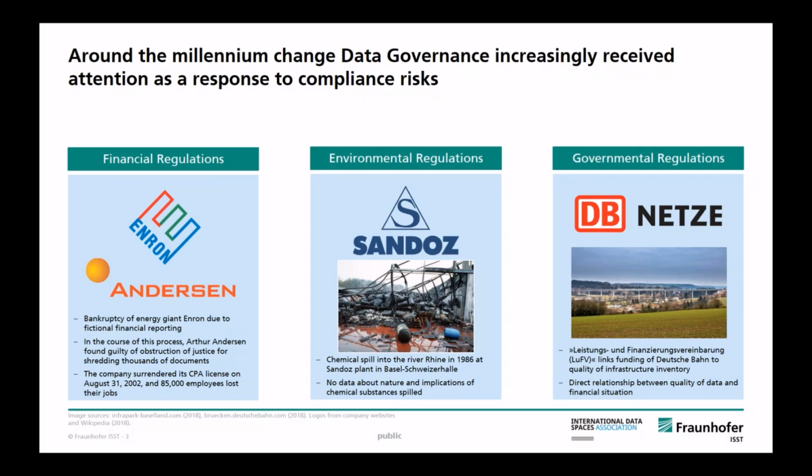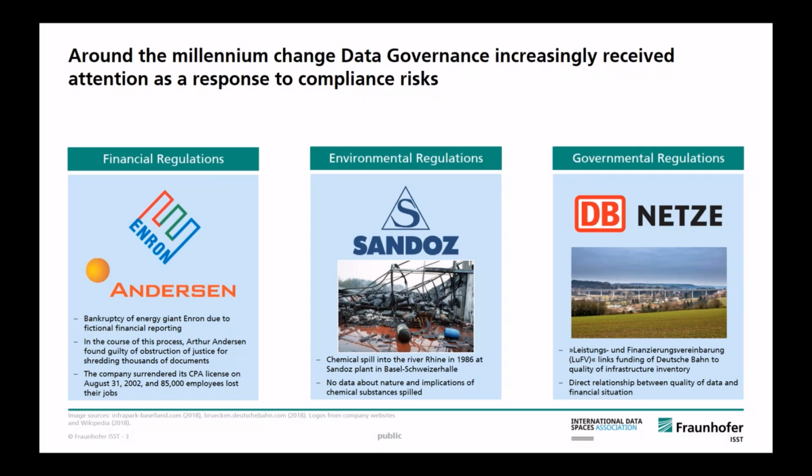But then a couple of incidents occurred, and some of you might remember the big case of Enron and Arthur Andersen. Enron was by that time one of the leading energy companies in the world, US-based, and it went bankrupt through fictional financial reporting, which was backed up by the entire executive management and was not revealed by the advisory board nor by Arthur Andersen as the auditing firm.